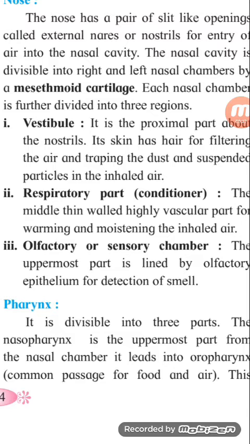Now, these nasal chambers have been divided into three regions. First one, vestibule. Next one, respiratory part or conditioner. And the third one, olfactory or sensory chamber. Vestibule is the proximal part above the nostril. Its skin has hair for filtering the air and trapping the dust and suspended particles in the inhaled air.